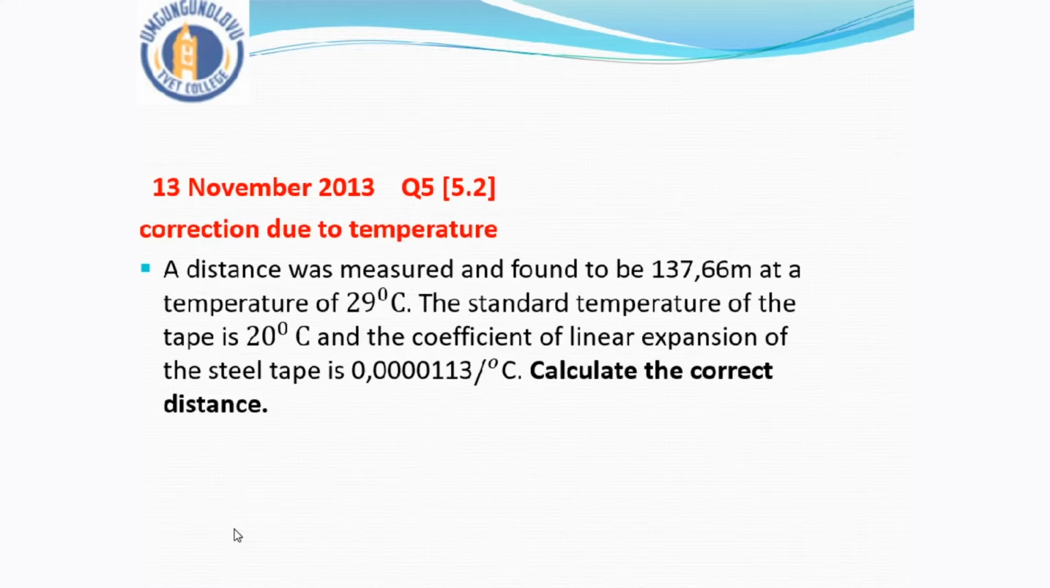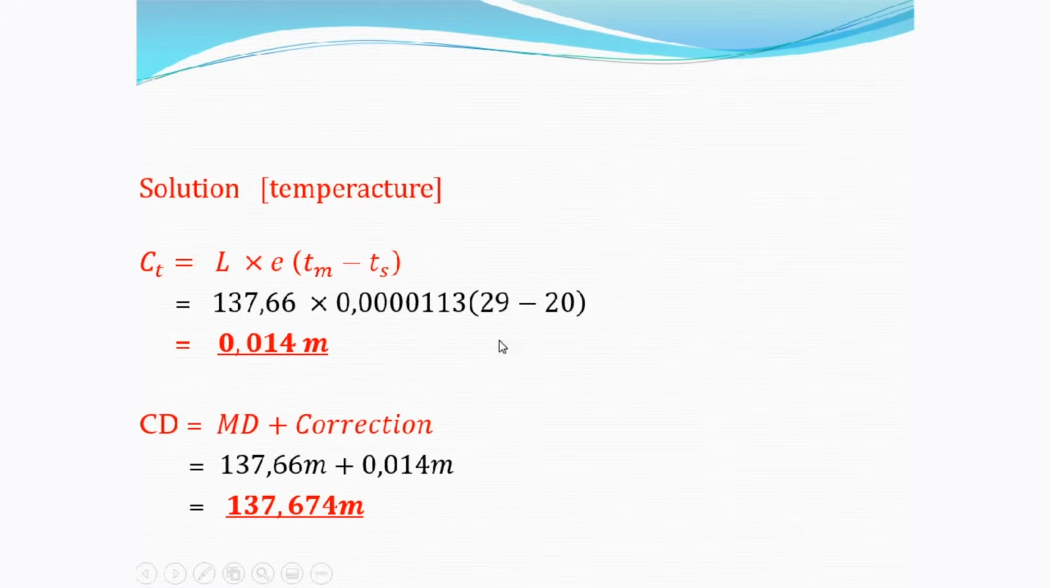So the first thing that we need to do: our standard temperature of the tape is 20 degrees Celsius, but we did our measurement at 29 degrees Celsius, which means we have exceeded the standard temperature of the tape. That's why we need to do the correction first before we get the correct distance. Okay, let us look here at the solution.